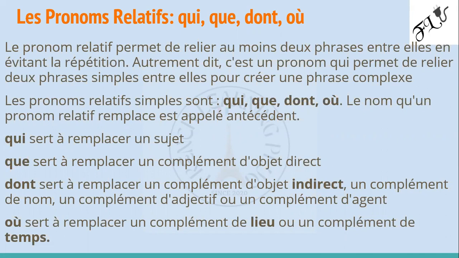First, what is a relative pronoun? You need to understand this first. Understanding its use could aid your understanding of how to use them in French and then in English. Le pronom relatif permet de relier au moins 2 phrases entre elles en évitant la répétition. Autrement dit, c'est un pronom qui permet de relier 2 phrases simples entre elles pour créer une phrase complexe.